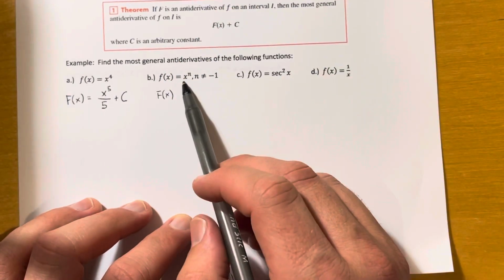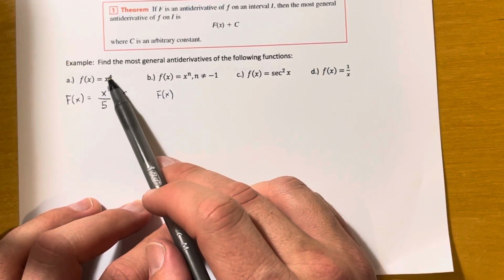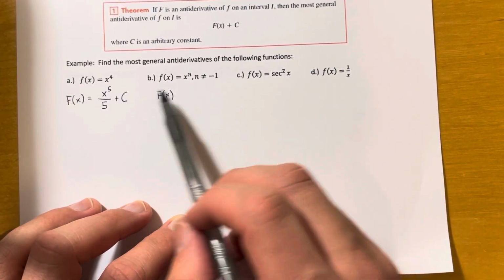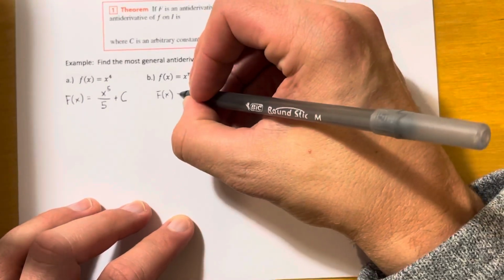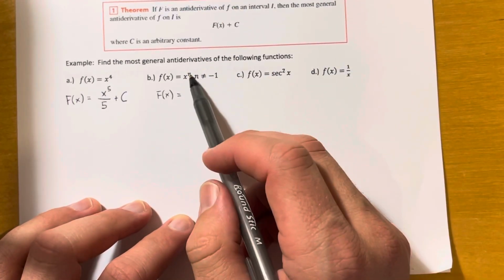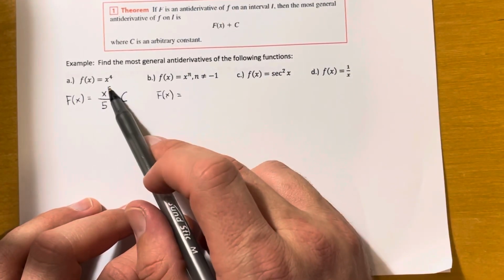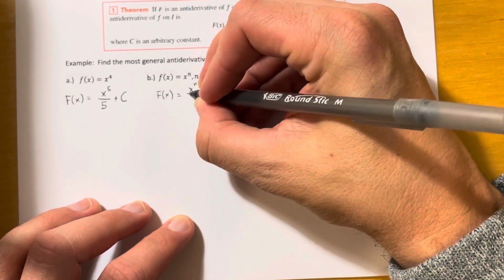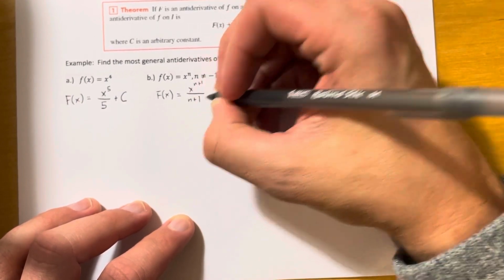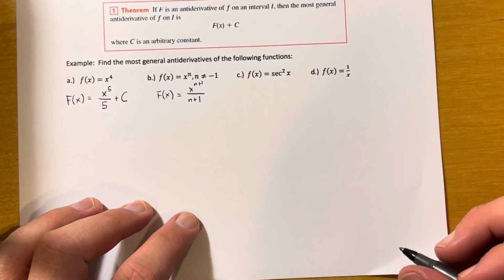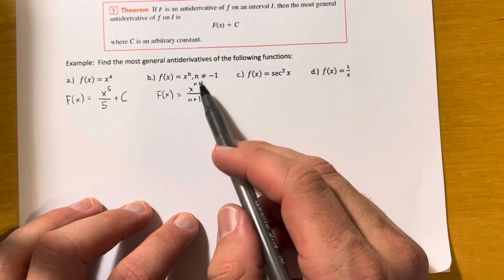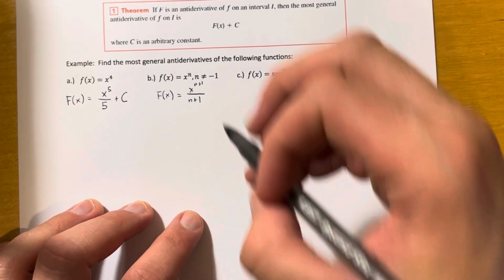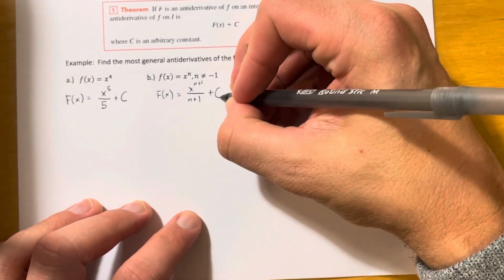This function is essentially the same as this one, except I've generalized it. Instead of the exponent being a 4, I have an n. So I want to use the same technique that I did before and add 1 to the exponent and then divide by that exponent. That would give me x to the n plus 1 power over n plus 1. And again, verify that this is in fact the correct antiderivative by taking its derivative and getting x to the n back. Don't forget to put the plus c.